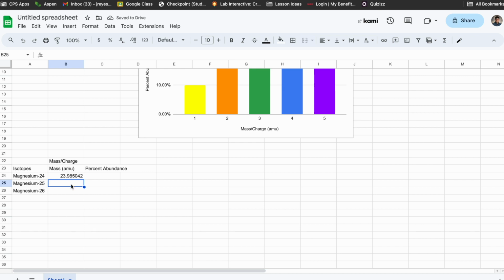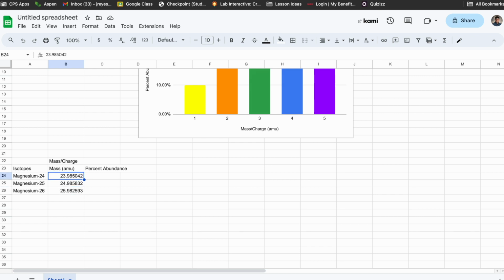And again, I only want the numbers. I really only want the numbers in there, because once we get to letters, then it thinks that this cell is a word, and spreadsheet programs just don't know what to do with those things. So I'm going to finish typing these in here. All right, so I have my masses in there. Again, these masses come from the fact that neutrons have a slightly greater mass than protons do. So this is why it's not exactly 24, not exactly 25, not exactly 26.